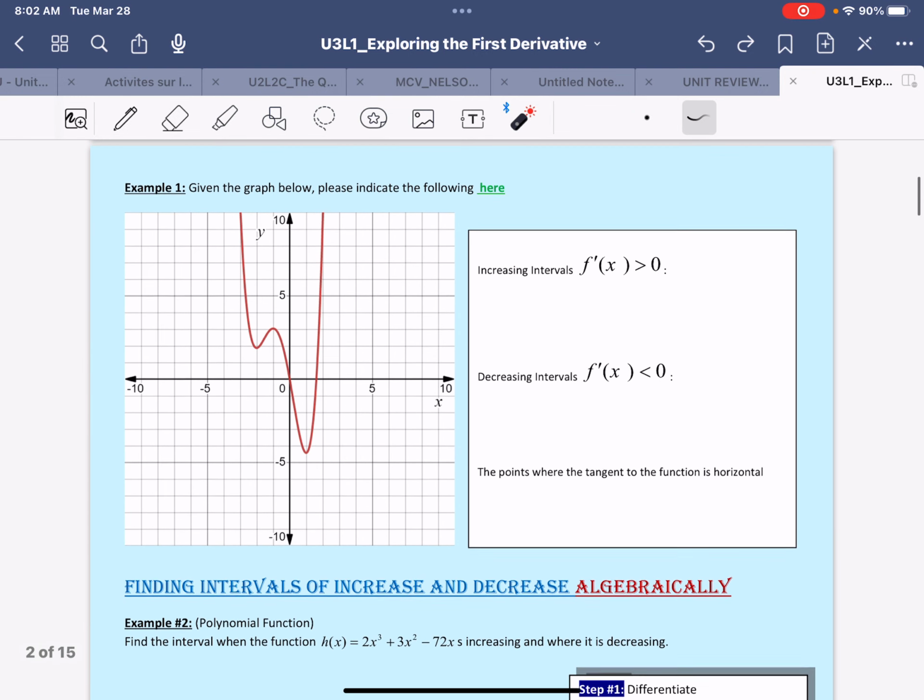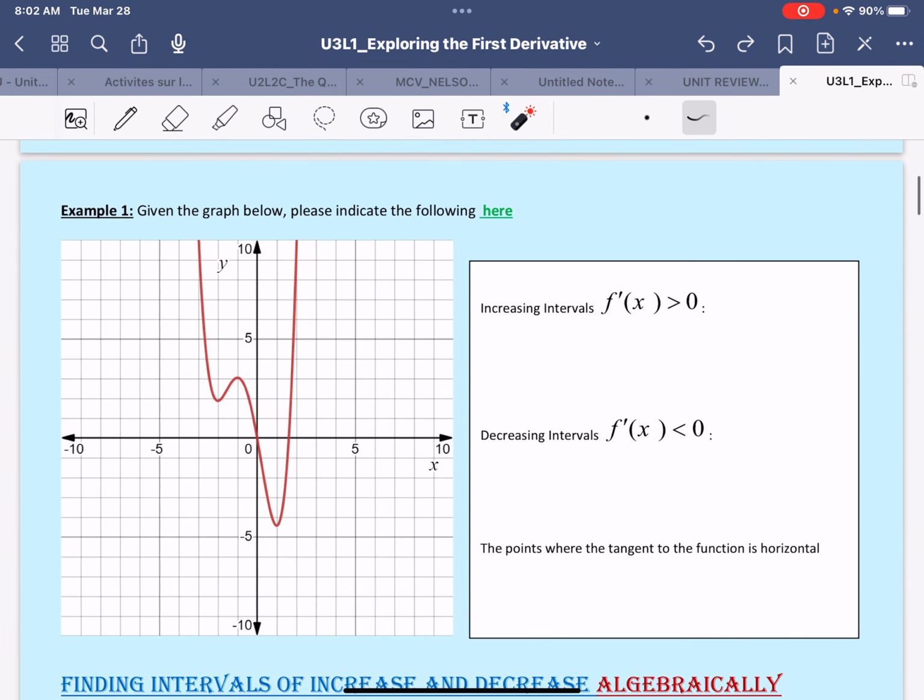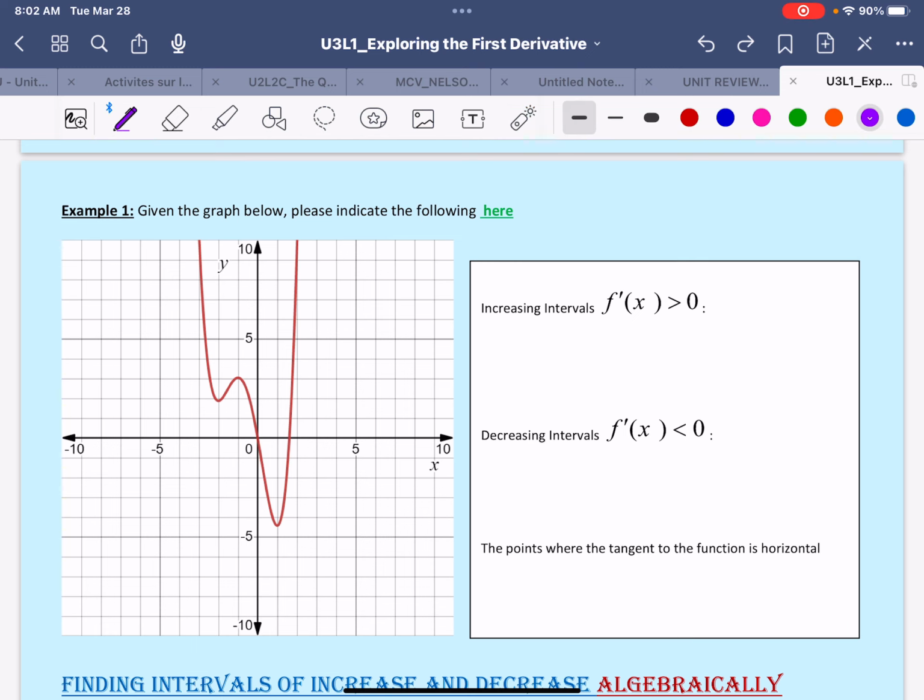Now let's take a look at example number 1 and see how we can apply the derivative of a function to determine the intervals of increase and decrease. First, I will be highlighting the graph of the function as I go, and I'll try to highlight with different colors the decreasing and increasing intervals. Remember that we read graphs always left to right, just like when we read a book in English.